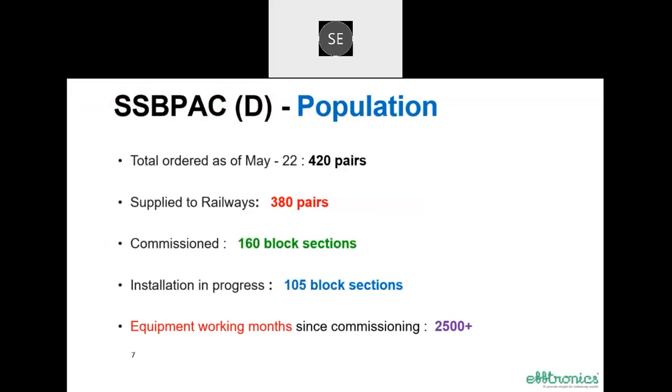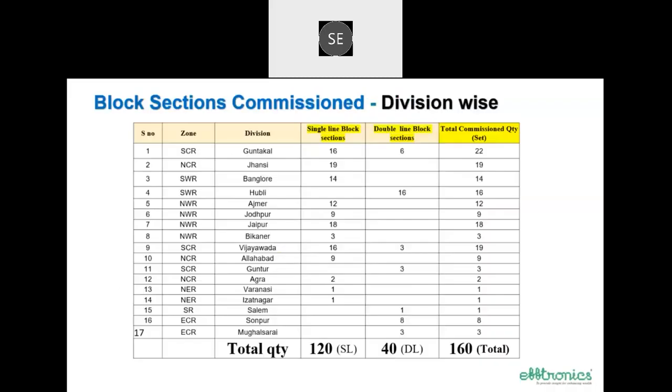Now I'm showing you the population. Around 380 pairs have been supplied. As of today, 160 block sections have been commissioned, and installation is in progress at 105 block sections. Block section commissioning division wise is shown here. Out of those 160, 120 are single line block sections and 40 are double line block sections. Division wise also we can see here.